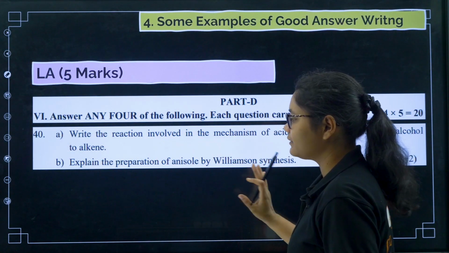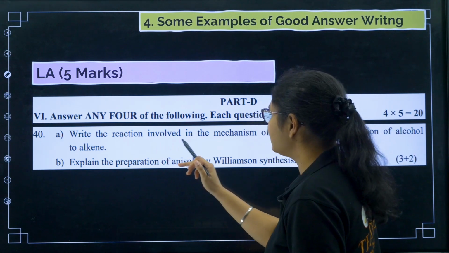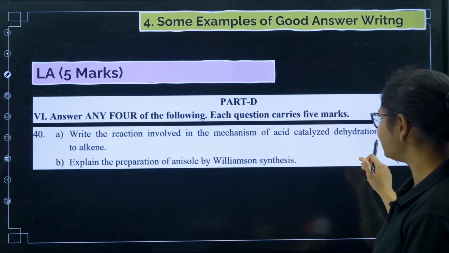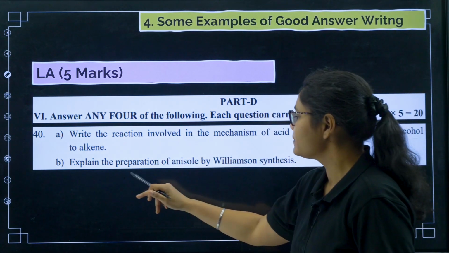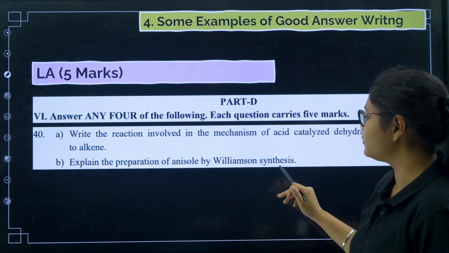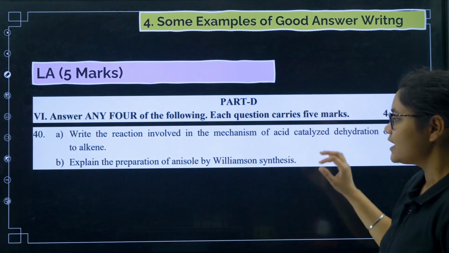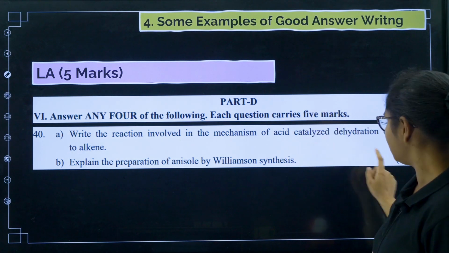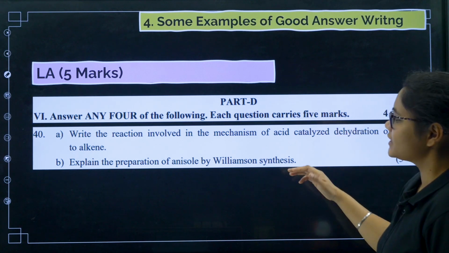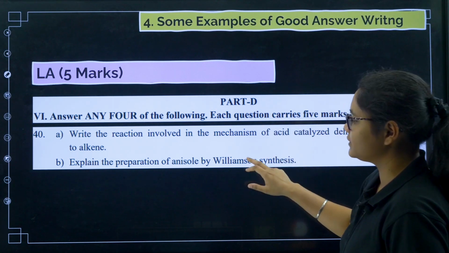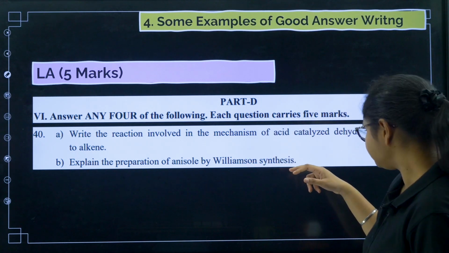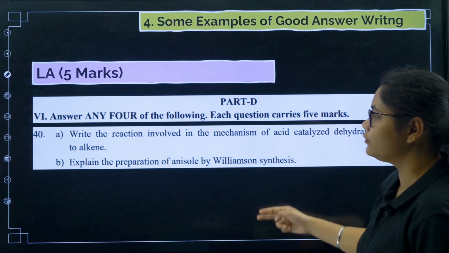Okay, next, if you go for 5 marker question, part A and part B is there, right? So first you have to write A, then you have to write B. Write the reaction involved in the mechanism of acid catalyzed dehydration of alcohol. Explain the preparation of anisole by Williamson ether synthesis. So you have to understand this is a 3 plus 2 is given, right? 3 marks, 2 marks. So here definitely 3 points should be there. Here definitely it should be written in 2 points.